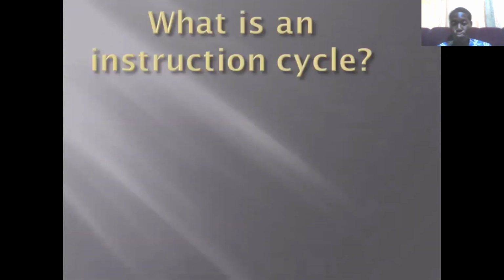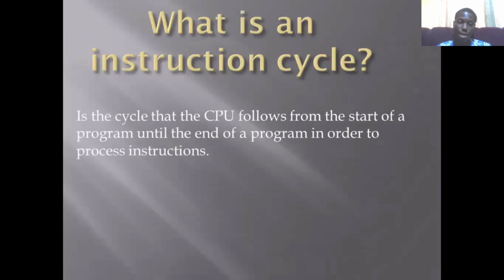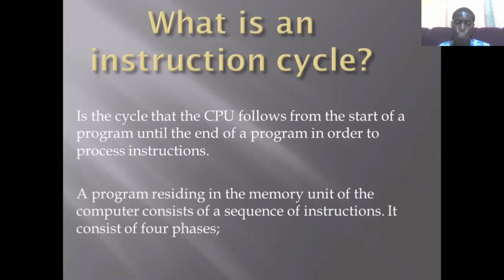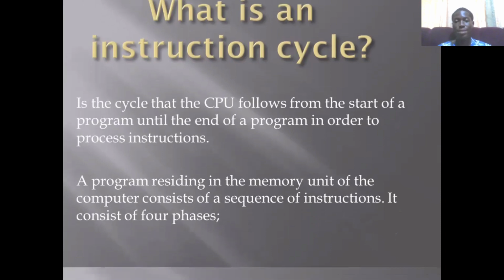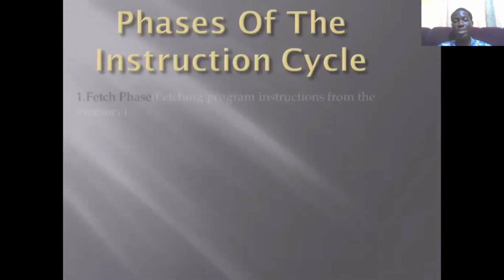So we move on to what is an instruction cycle. Instruction cycle is basically the cycle that the CPU follows from the start of a program until the end of a program in order to process instructions. So a program residing in the memory unit of the computer consists of a sequence of instructions, and this sequence consists of four phases. So the phases of instruction cycle.